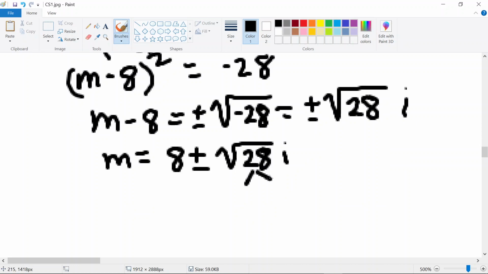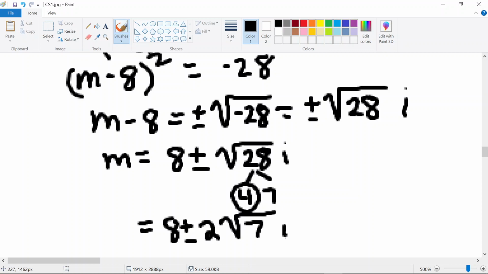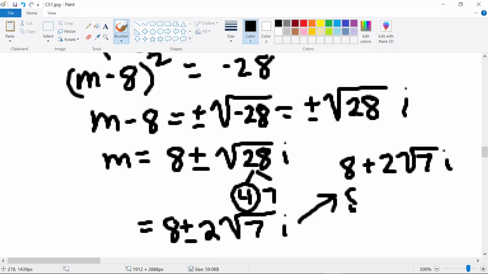28 does have a perfect square factor. 4 times 7 is 28, and the square root of 4 is 2. So this is equal to 8 plus or minus 2 square root of 7i. And if I want to write that as two separate solutions, 8 plus 2 square root of 7i, 8 minus 2 square root of 7i.